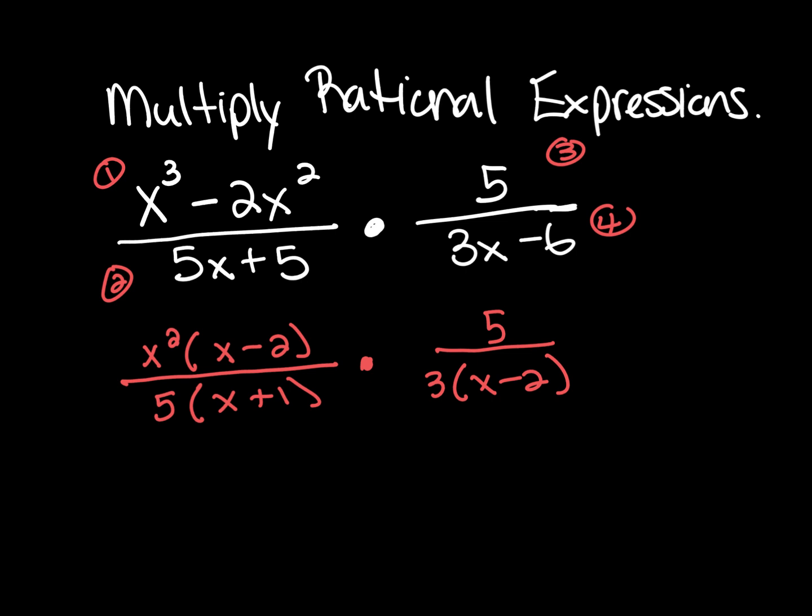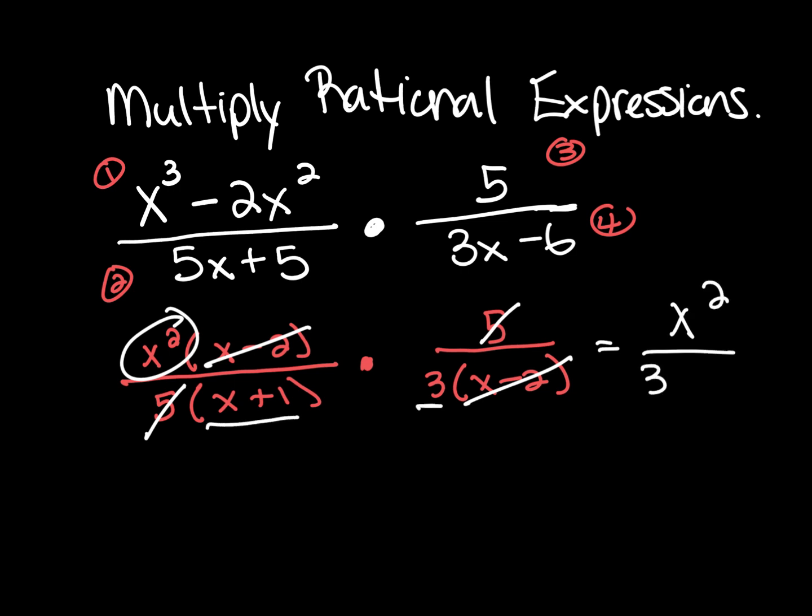So from here, you really can cancel anything from the top and the bottom. As long as there's one at the top and one at the bottom, you can cancel them. So here, what's left is an x squared at the top, and I am going to multiply what's left at the bottom. I'm not going to distribute it. I am going to leave it in factored form because that's perfectly fine.